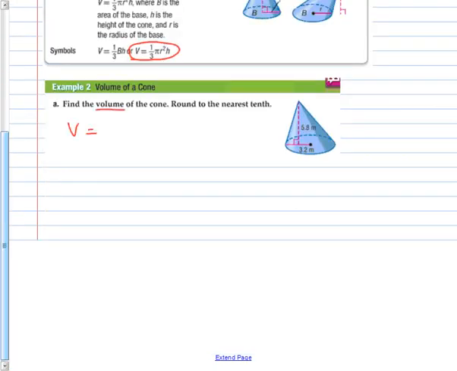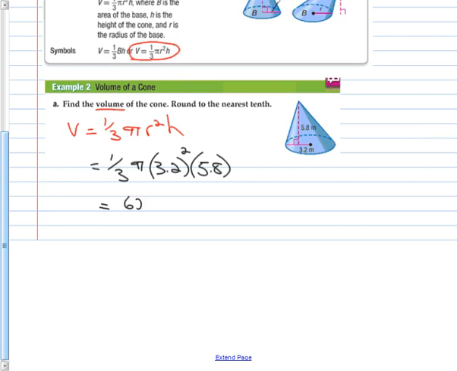Volume of this cone is 1/3 pi r squared times height. So 1/3 times pi times, what's our radius? 3.2, which we have to square. What's our height? 5.8. Run that through your alternate brain. 62.2. Everybody else getting the same thing? Yeah. Meters cubed.